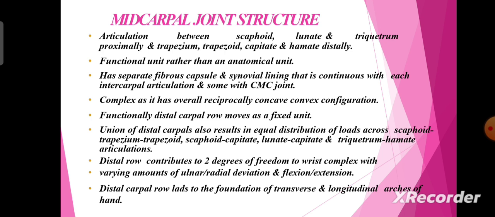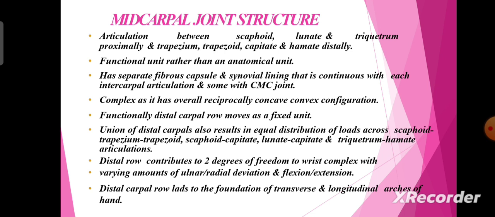It has a separate fibrous capsule and synovial lining that is continuous with each intercarpal articulation and some with the carpo-metacarpal joint. It is a complex with an overall reciprocally concavo-convex configuration. Functionally, the distal carpal row moves as a fixed point, and the union of distal carpals also results in equal distribution of load across the scaphoid to trapezium and trapezoid, scaphoid to capitate, lunate to capitate and triquetrum to hamate articulations.